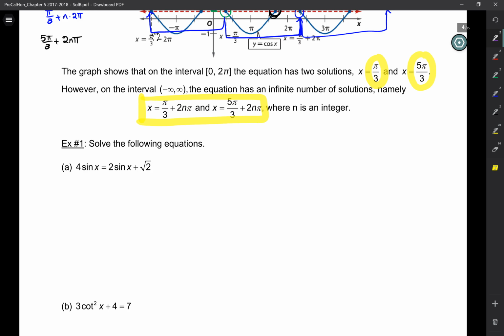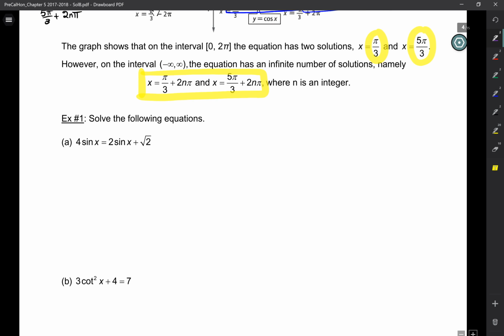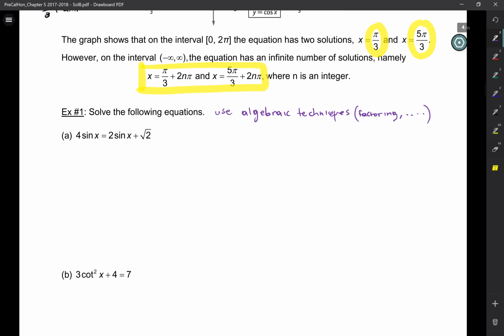All right, let's do this one. So to solve these, we're going to use algebraic techniques. That involves factoring and like everything else, combining like terms, squaring, all of that stuff. All right, so look at this one. I have 4 sine x equals 2 sine x plus root 2. So immediately I think, okay, what if I subtract 2 sine x from both sides?